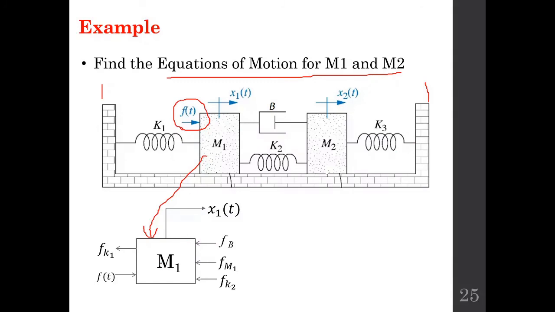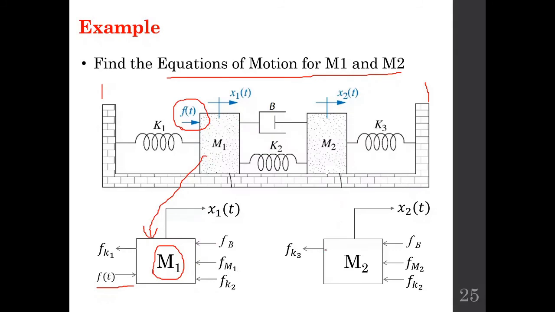Now if we consider body m1, the applied force on this body is f of t. The applied force is in this direction, so all the other forces will act in the opposite direction. That is, the force applied by this spring k1 will be in this direction. Similarly, there will be an opposing force on this body m1 due to this dashpot, due to this spring k2, and then there will also be an inertial force of this body.